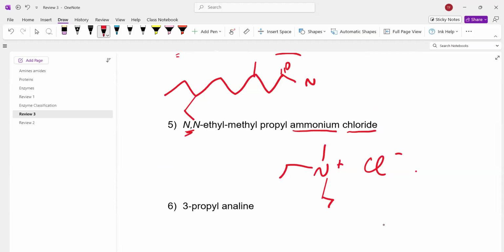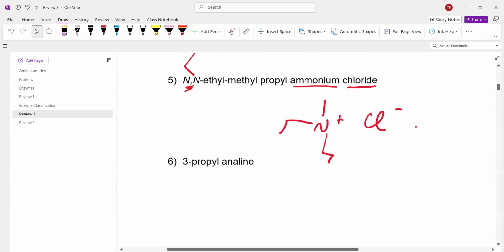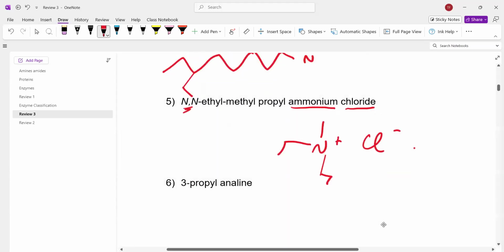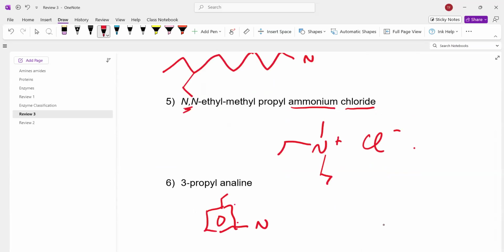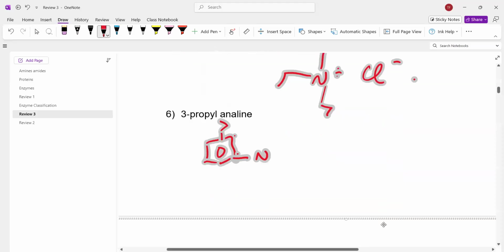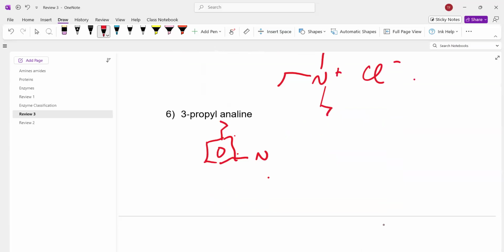Okay, 3-propyl-aniline. One, two, three. Notice there are hydrogens only on this nitrogen here, so there's no N,N up here in the name.